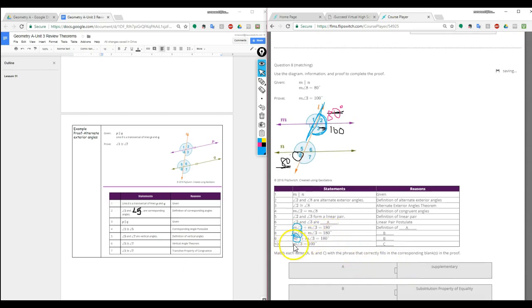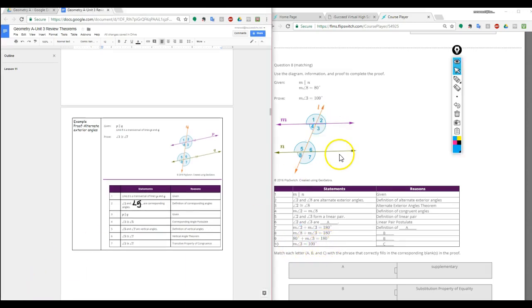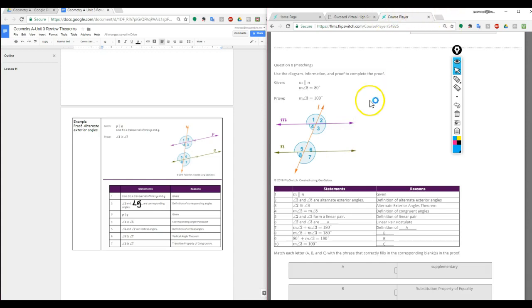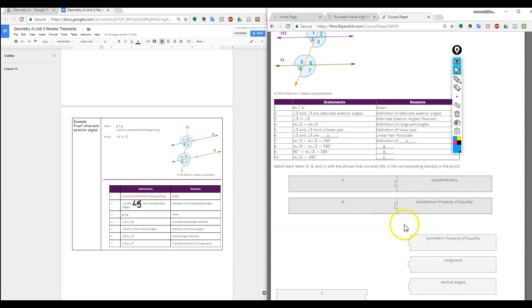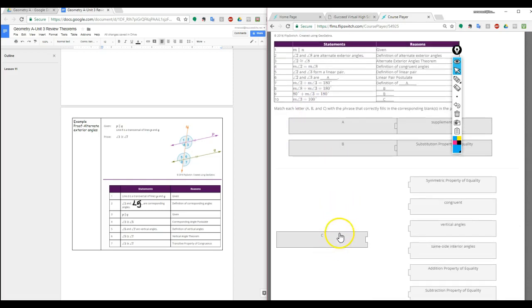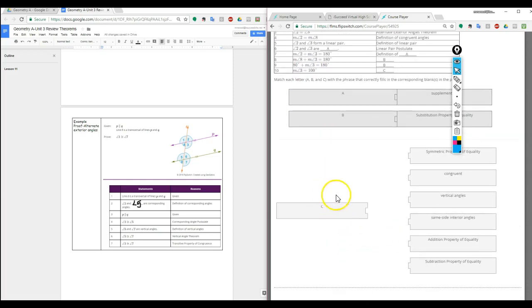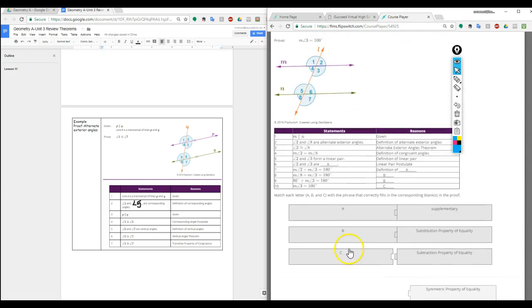And then measure of angle 3 equals 180 degrees, blank. So they took 80 degrees and subtracted it from 180 to be left with measure of angle 3. Okay, so we have that C is going to be our subtraction property of equality, because they took 80 from 180 to have 100 degrees. So it's our subtraction property of equality.